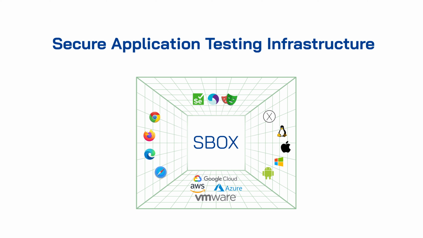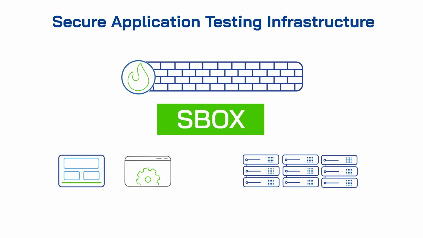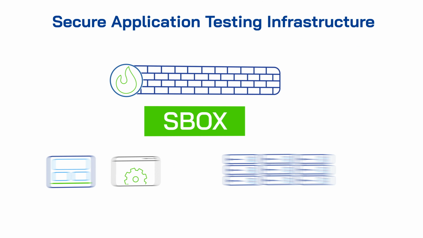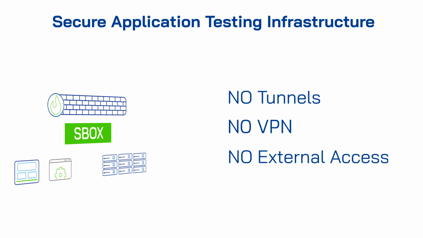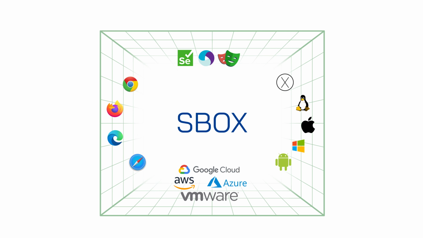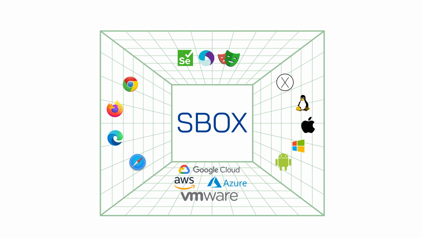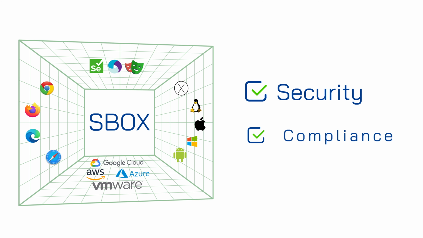Fortunately, there is an alternative for a secure cross-browser testing and mobile execution testing platform. SBox runs inside your corporate network, eliminating the issues described earlier. This means no tunnels, no VPNs, nor any other external access is required. With SBox, you'll get all the benefits and functionality of a SaaS solution, but running behind your firewall, and therefore with no security risks. You'll be able to test your applications without any security or compliance concerns. And your security team will love it.